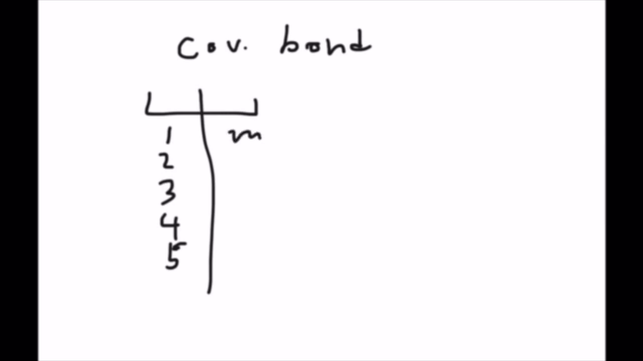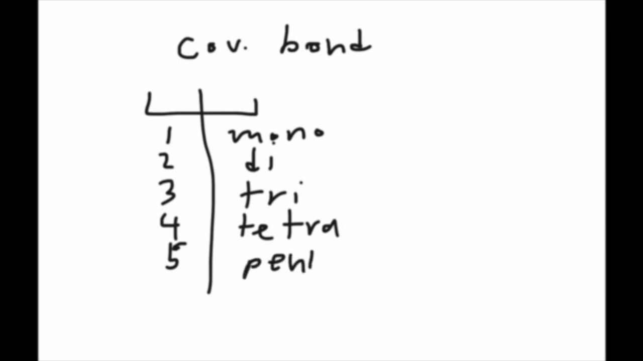So for 1, it's going to be mono. For 2, it's going to be di. For 3, it's going to be tri. For 4, it's going to be tetra. And for number 5, it's going to be penta. So these are the most 5 important prefixes that you need to know in order to basically do the naming conventions for a covalent bond.